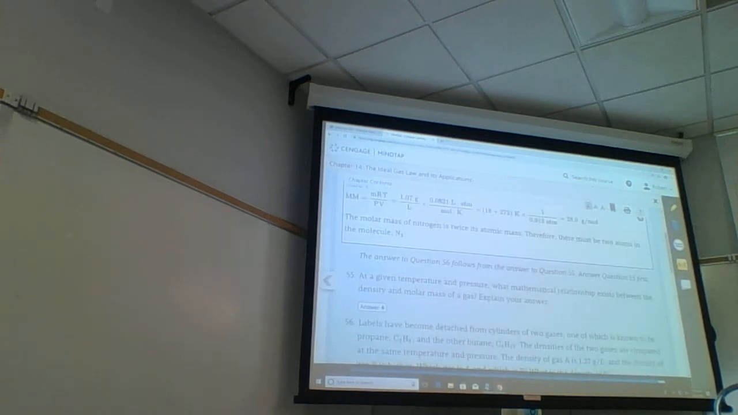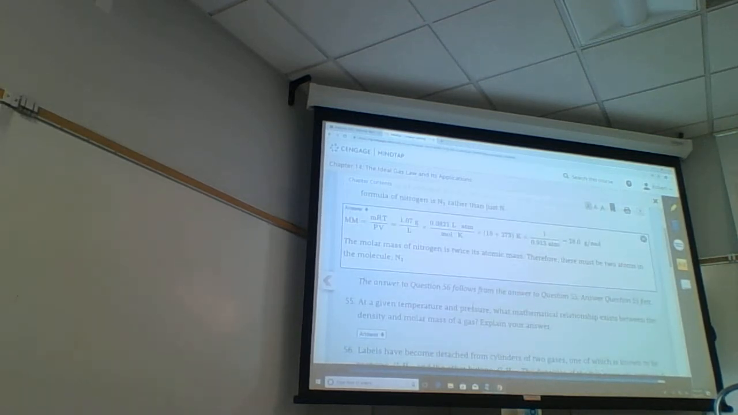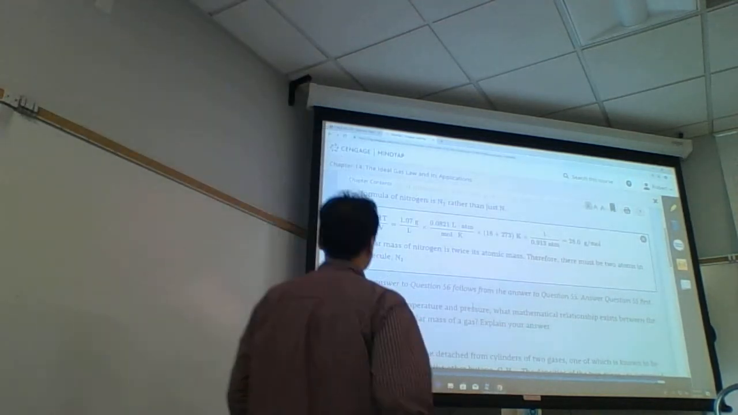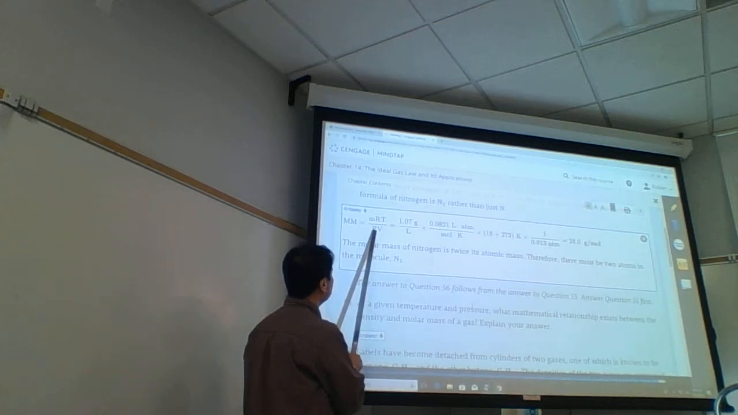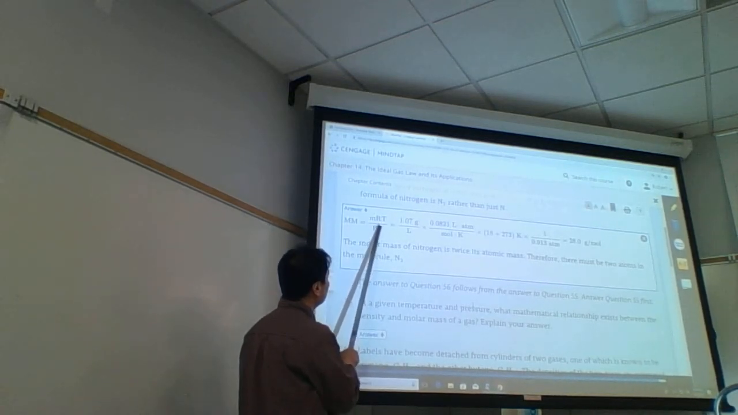Okay, let's see. At a given temperature and pressure, what mathematical relationship exists between the density and the molar mass? Well, this is it. The molar mass is equal to the density times RT over P, with the mass over volume ratio.